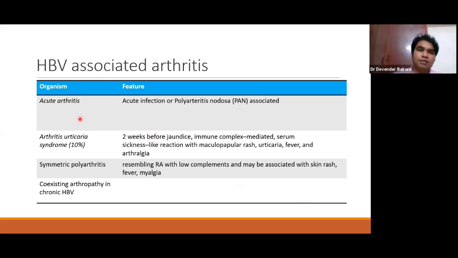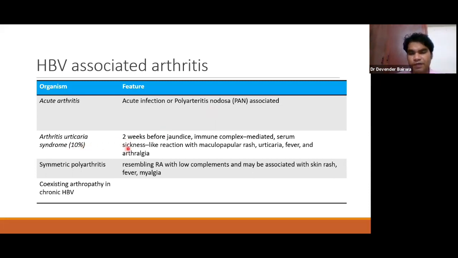One is acute arthritis. This acute arthritis can be because of acute infection, when there is inoculation of hepatitis B, or sometimes, we know that polyarteritis nodosa is associated with hepatitis B. So either it can be part of PAN syndrome, or apart from that, there can be arthritis urticaria syndrome.